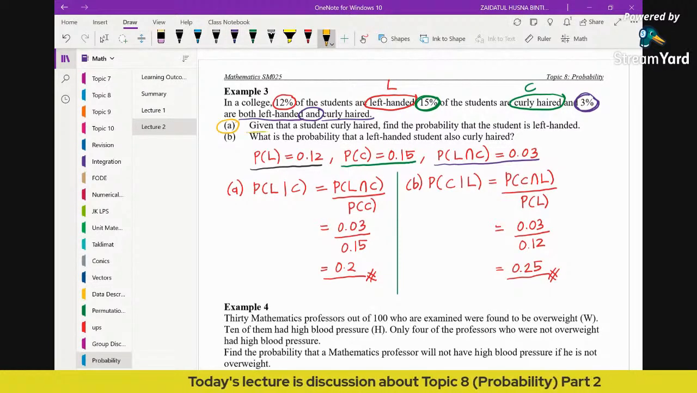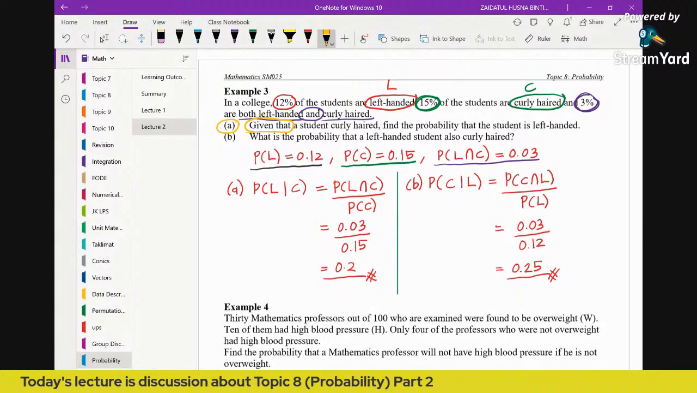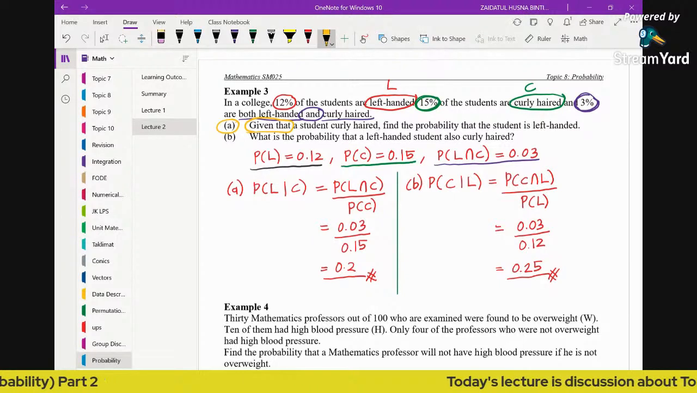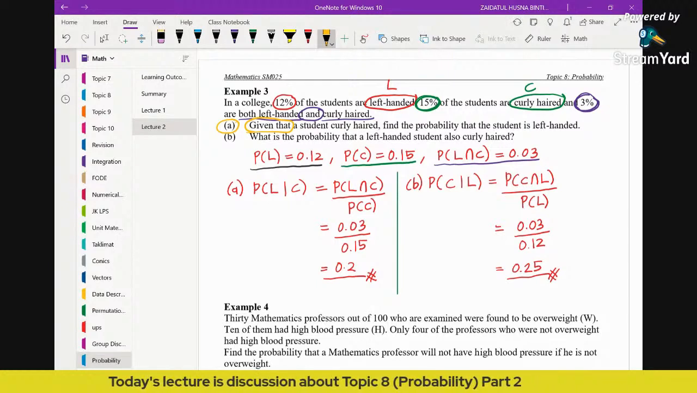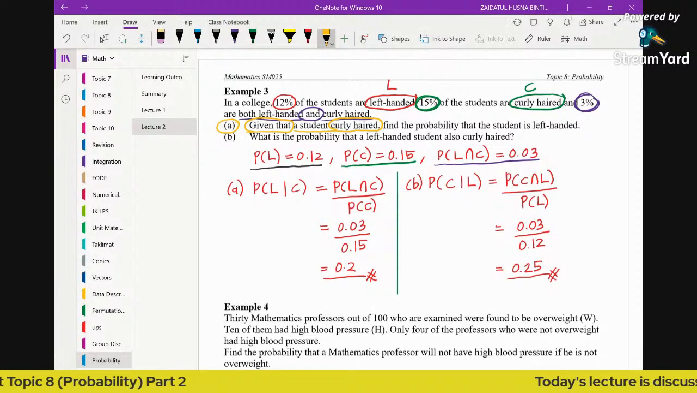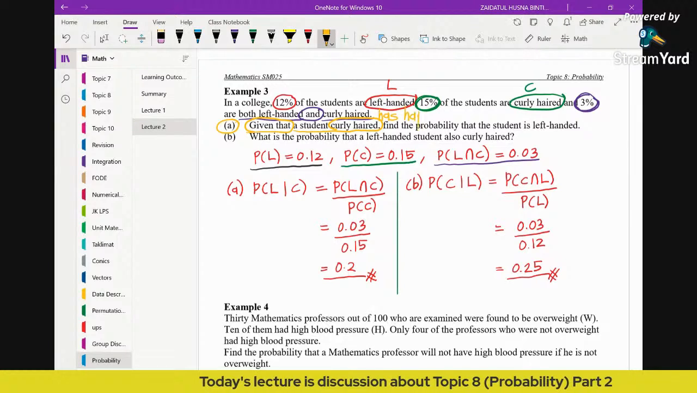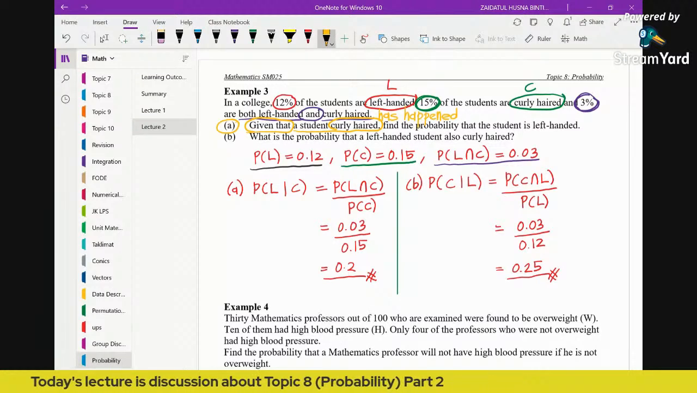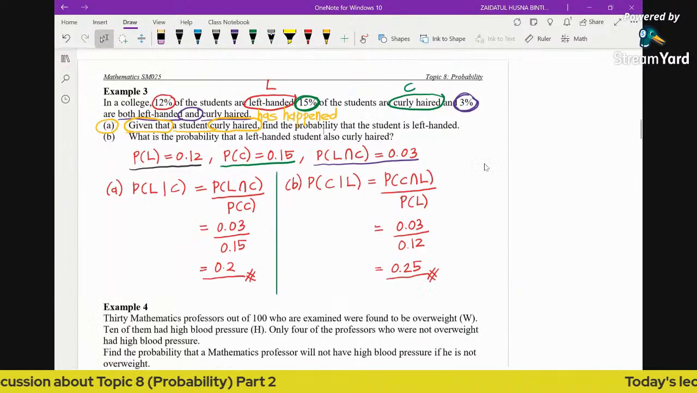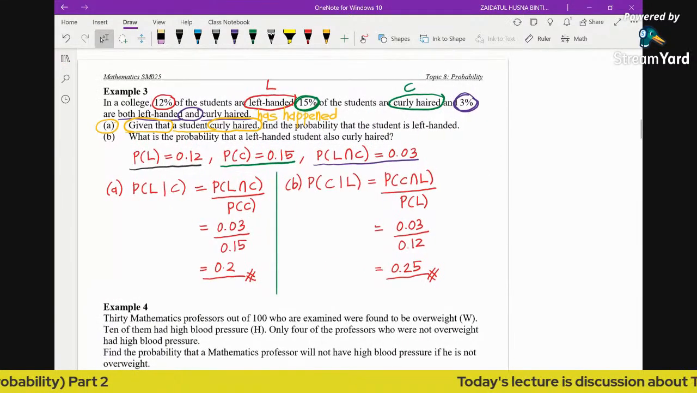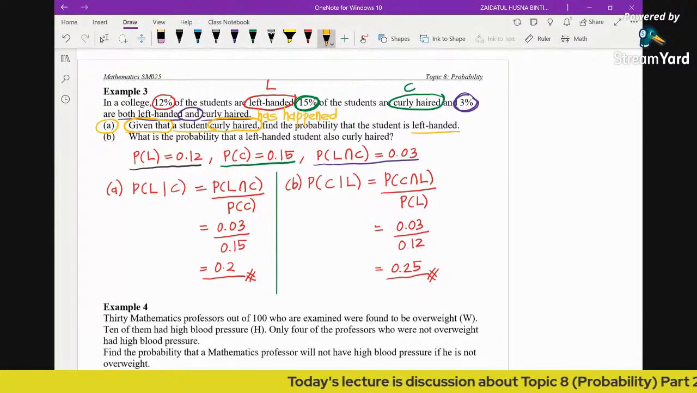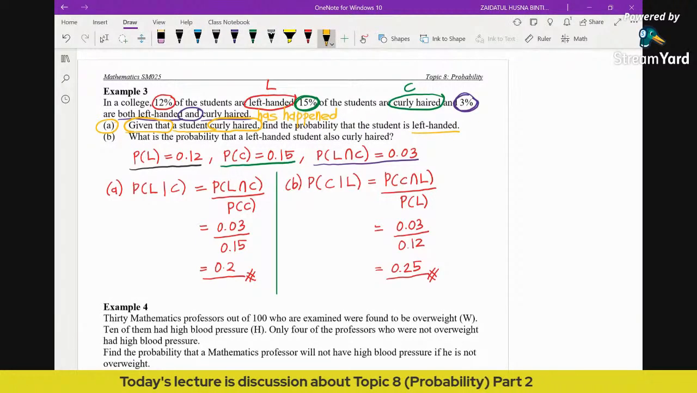Now you see the keyword here, "given that". Whenever you come across this phrase, we know that the event has already happened. We are sure that the student is curly head, so the event has happened. We know for sure that the student is curly head. So what is the probability that the student is left-handed? Now the question is asking for the probability of L given C.